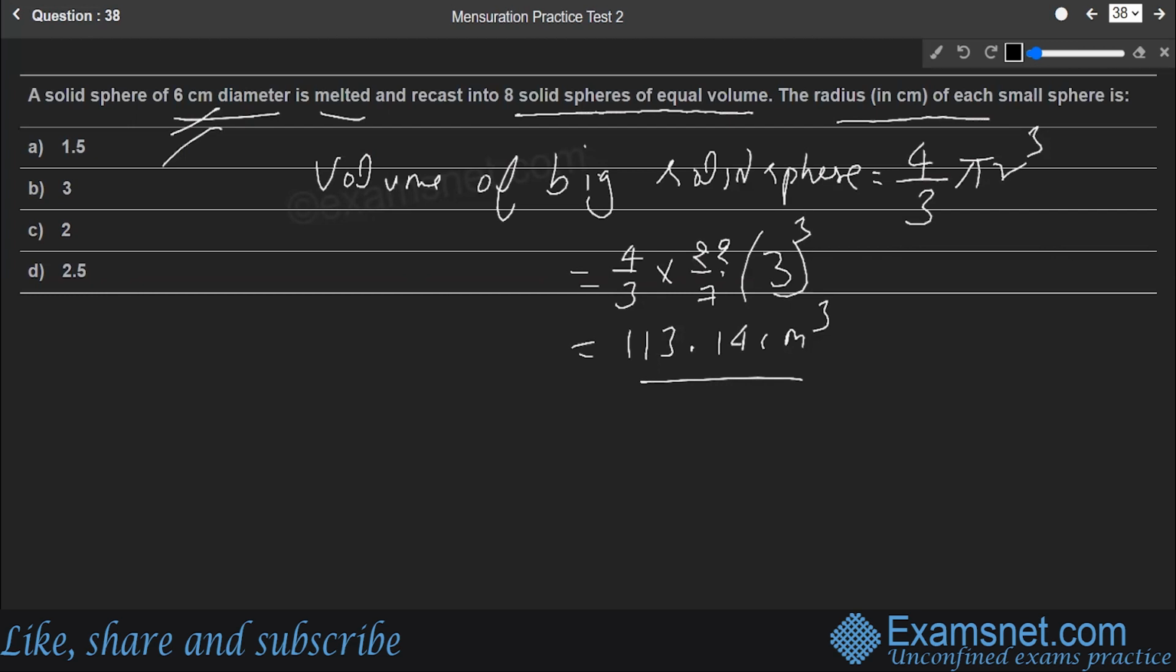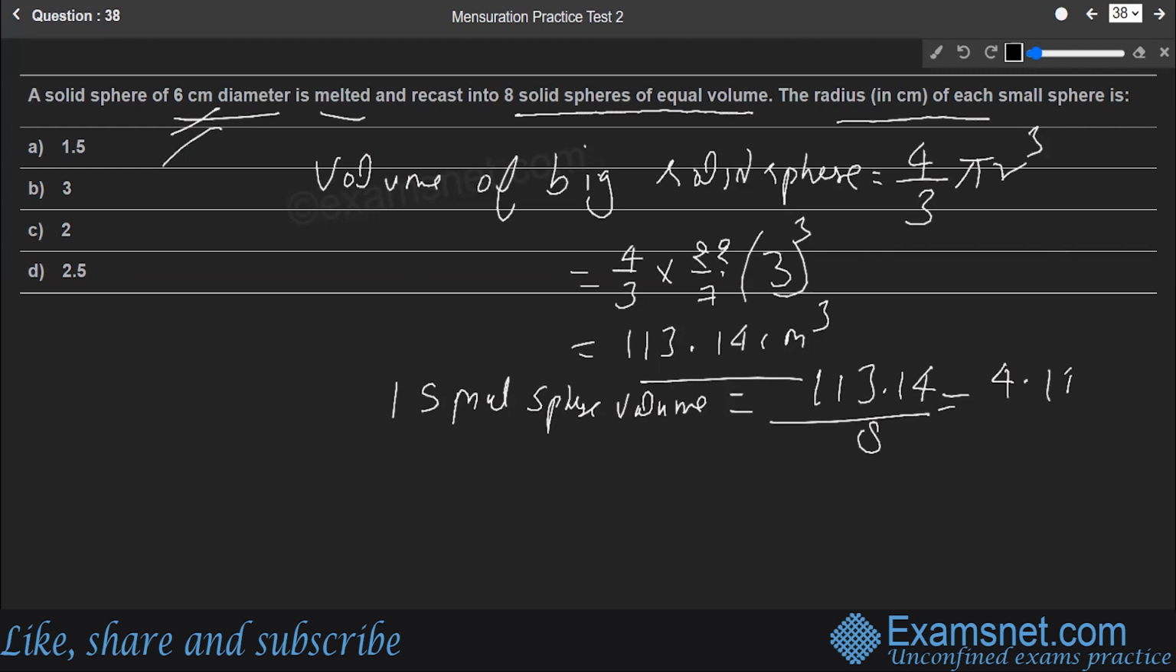That means one such small sphere will have a volume of the total volume of the solid sphere, that is 113.14 divided by 8, because that particular sphere has been broken down into 8 pieces. If we calculate this further, this comes out to be 4.14 centimeter cube. So this is the volume of a single sphere.